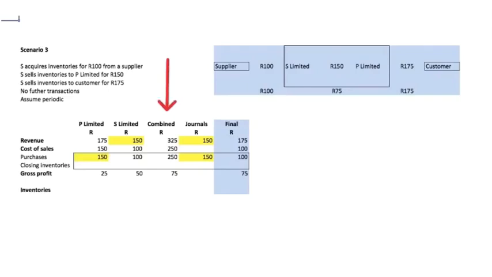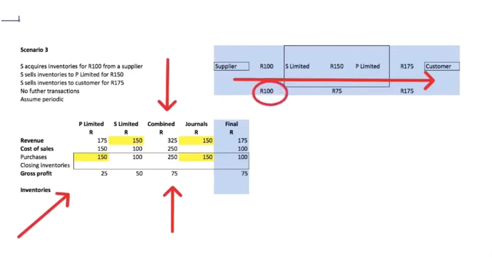So there's 175 rand revenue and 150 rand revenue in the combined total. There's cost of sales of 150 and 100, purchases of 150 and 100, ultimately giving you a gross profit of 75. In this instance, there are no inventories as they have been sold out of the group and are not on hand anymore. Now clearly that combined column does not yet reflect what the scenario for the group would be. We are looking for a cost of sales for the group of 100, sales for the group of 175, resulting in a gross profit to the group of 75. How do we get there?